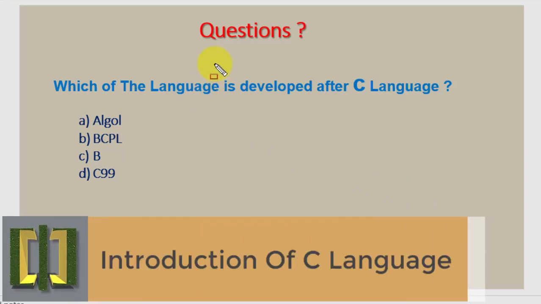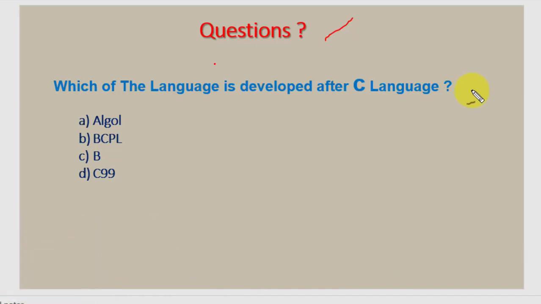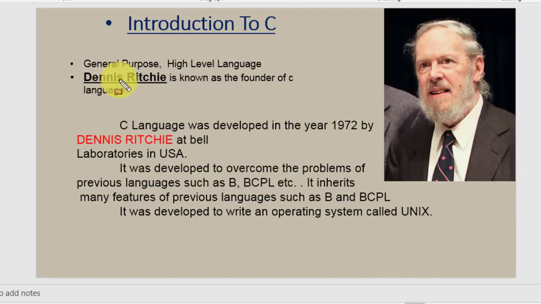Today in this video we're gonna see an introduction to the C language. First we have the question here: which of the languages was developed after C language? Algol, BCPL, B and C99. We are gonna talk about the answer at the end of the video.